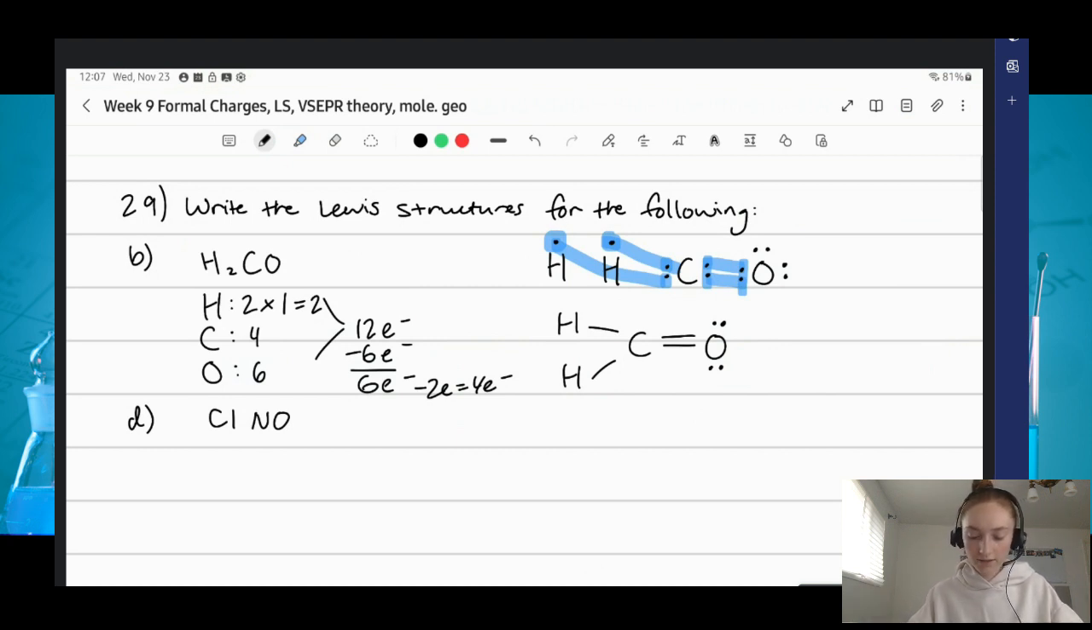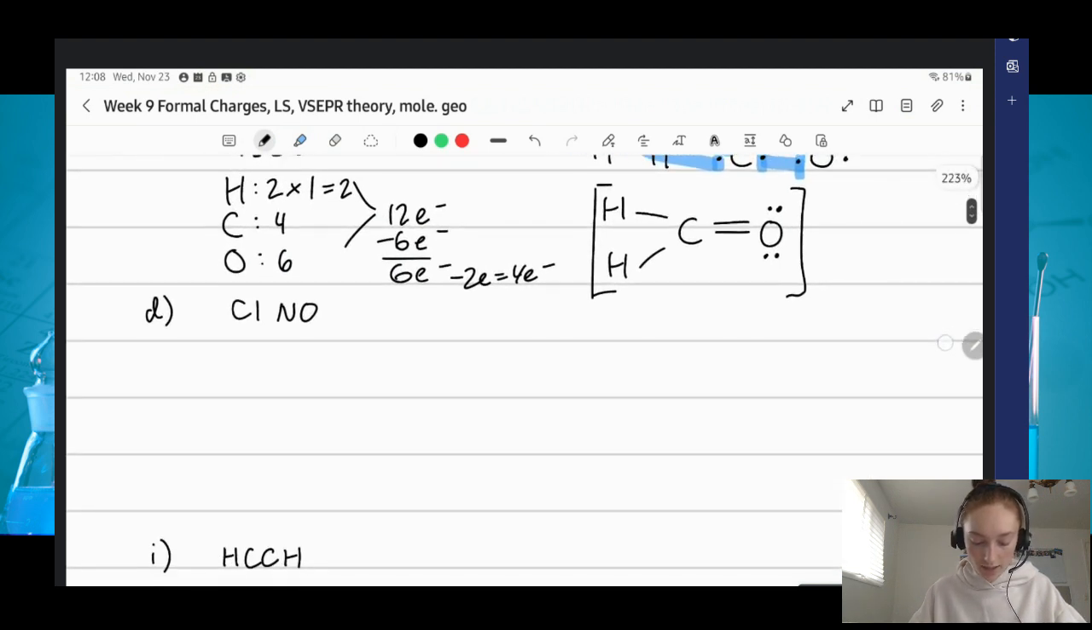And hydrogen, since it only has 1 valence electron, cannot hold any more than that, because it's sharing one of its electrons with the carbon. So that's nice and happy in each one of those hydrogen-carbon pairs. Okay, so that is the answer for 29B. Let's move on to 29D.